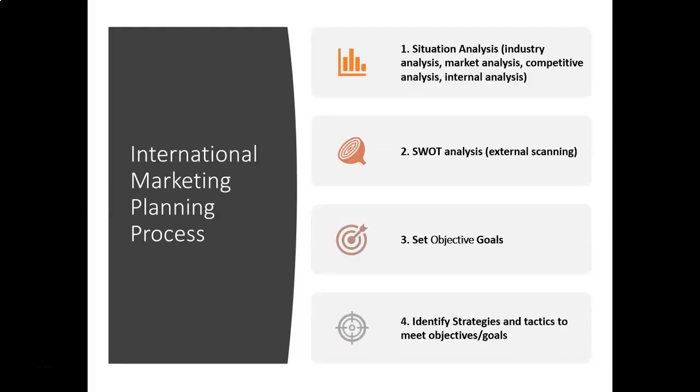So this is the international marketing planning process. Number 1 is the situation analysis, including the industry analysis, market analysis, competitive analysis, and internal analysis. The second planning process is the SWOT analysis, which stands for strengths, weaknesses, opportunities, and threats, and that's the external scanning. Number 3 of the planning process is to set objectives and goals, and the last one, number 4, is to identify the strategies and tactics to meet its objectives and its goals.